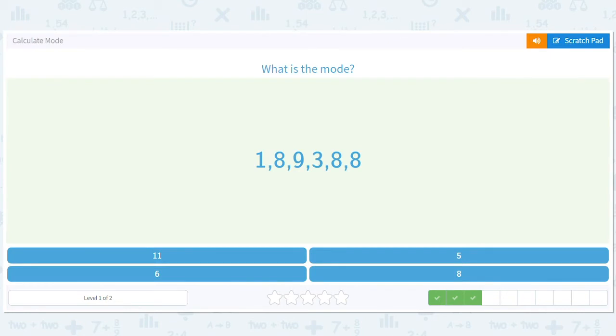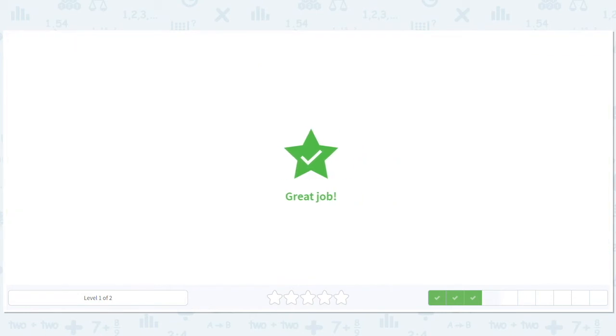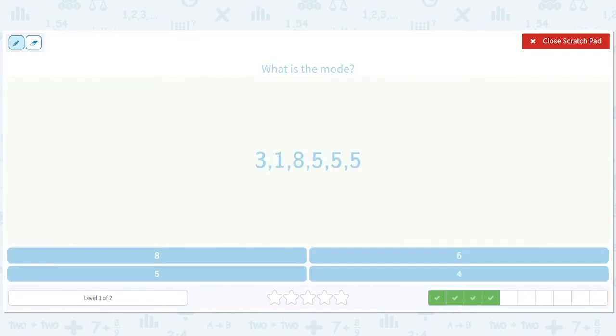How about this? 8, 8, 8. Okay, there are 3 8s, so the mode is 8. Not because there are 3, but because that's the most, right? There happen to be 3 of everything here, but that's not really what makes it the mode. Like, if there were another 5 here, 5 would still be the mode.